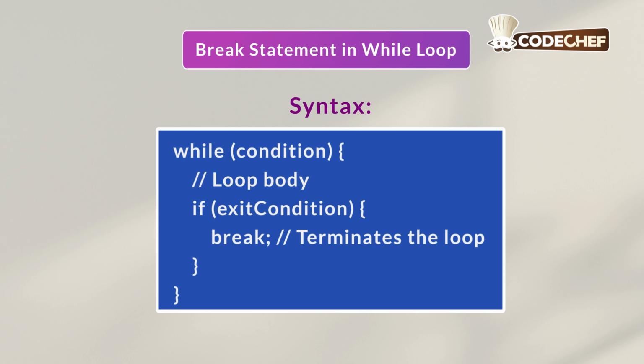Syntax: while, then the condition. Now inside curly braces, we will write the piece of code that will be executed if the condition is true, and we will write an if block. Then inside the if block, we will write the exit condition. That means the compiler will exit from this loop if the condition is true. Then break statement and semicolon. Then curly braces close for the if block and curly braces close for the outer while loop.